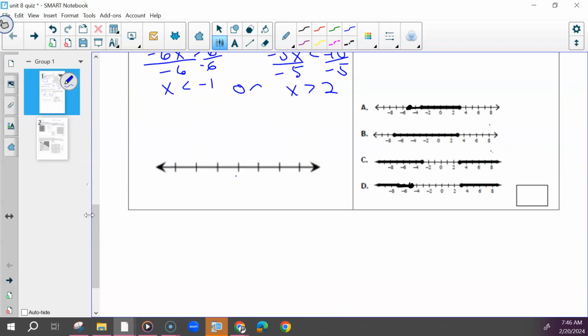So if I went 0, 1, 2, that would be open to the left and open to the right. Your numbers don't have to match mine. The graph just has to look like that, going out at those places and open.